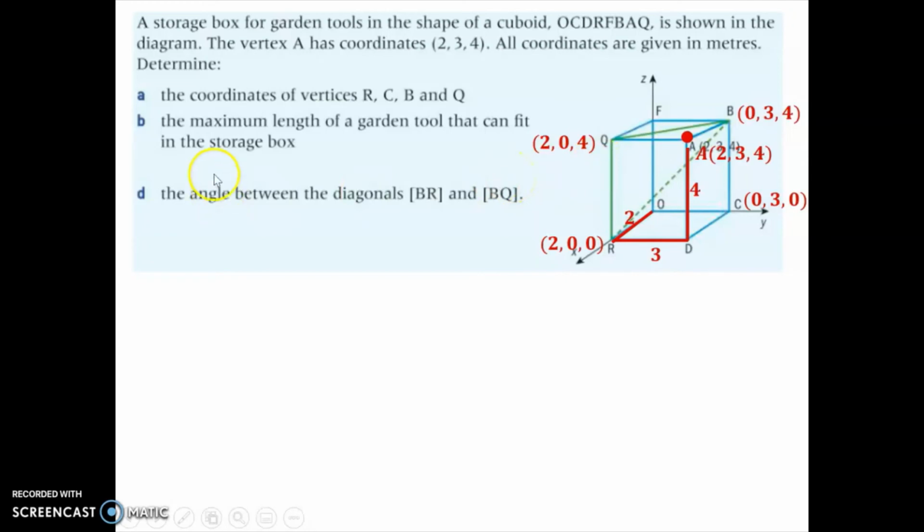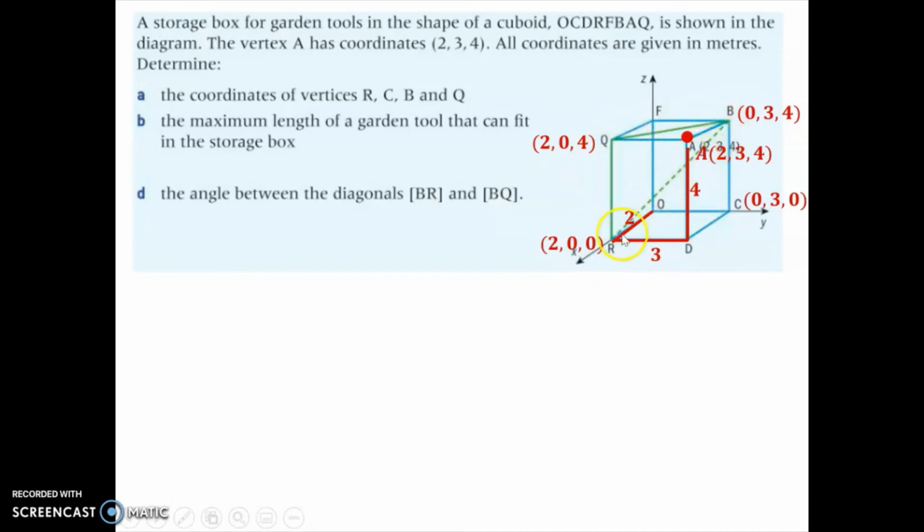All right, now the maximum length. We need to find the maximum length of garden tool that can fit in the storage box. Imagine this is a blue box you have in your garden. You're putting tools in it. What's the longest tool you could put in there? Would it be standing straight up? Would it be laying on the bottom? Well, no, and that's where this green triangle comes into play.